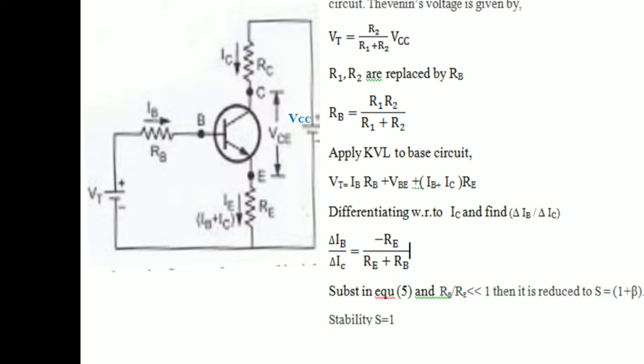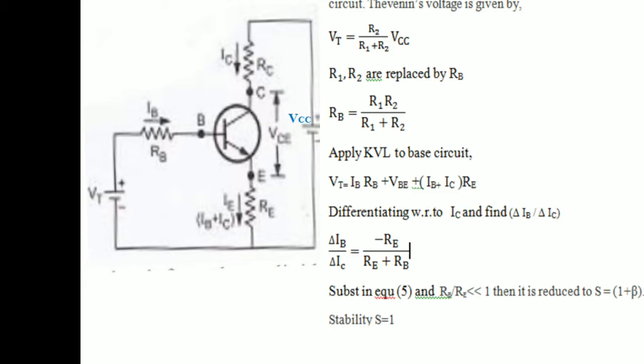Very good, stable condition. So practically your RB by RE is not equal to 0. But to have better stability, we have to keep the ratio RB by RE as small as possible. And an important note: the stability factor S for this voltage divider or self bias is less as compared to the other biasing circuits we have studied so far.